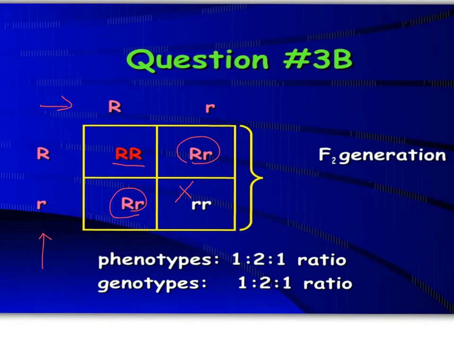So we would have a 1-2-1 phenotypic ratio where we have one red, two pink, one white. Our genotypic ratio would also be a 1-2-1 ratio: one big R, big R, two big R, little r, one little r, little r. And this is always the case. Again, phenotypic and genotypic ratios are always the same on incomplete dominance.